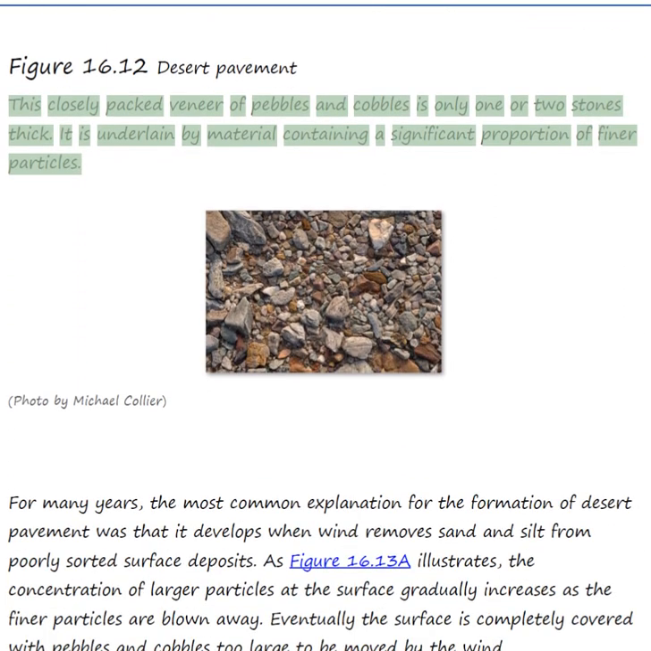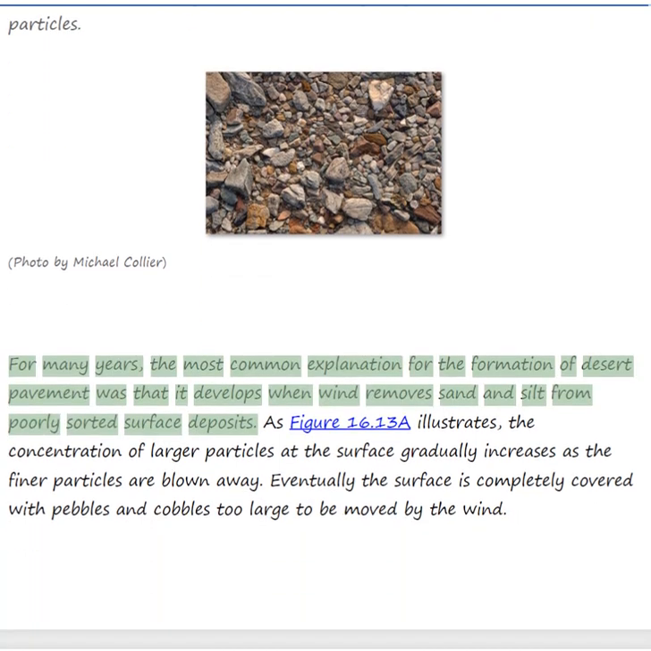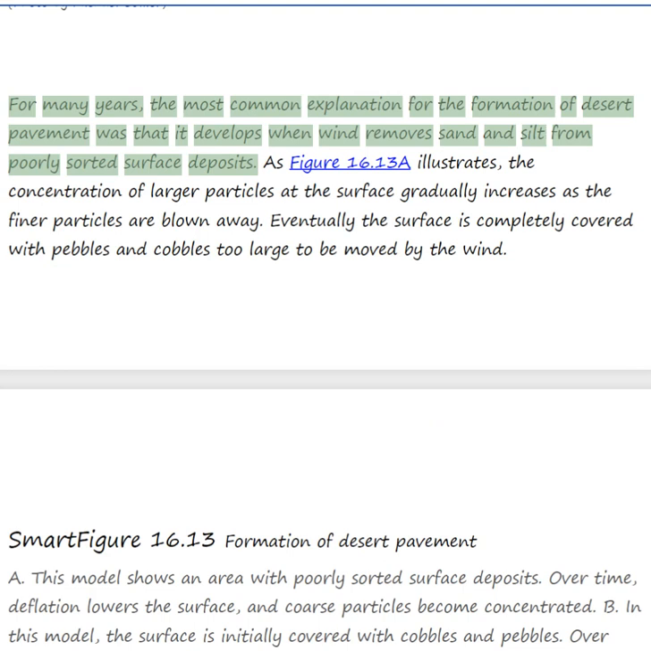This closely packed veneer of pebbles and cobbles is only 1 or 2 stones thick. It is underlain by material containing a significant proportion of finer particles. For many years, the most common explanation for the formation of desert pavement was that it develops when wind removes sand and silt from poorly sorted surface deposits.